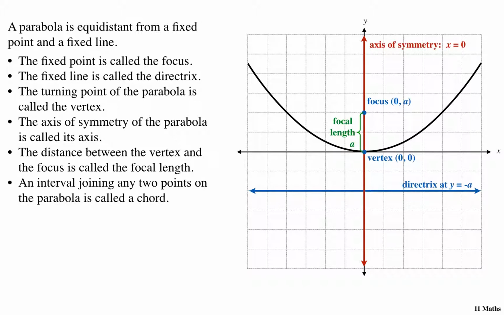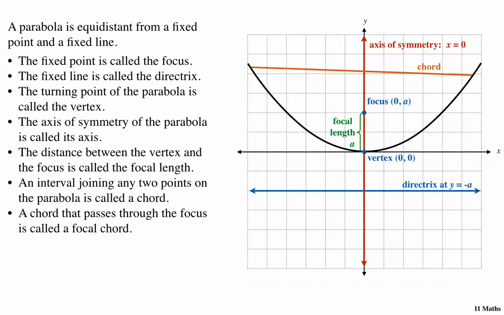And if we join 2 points on the parabola, and there we go, we joined those 2 points, we create a line, and that line's called a chord. If we join 2 points on a parabola, but it passes through the focus, then that line has a special name. It's called a focal chord. It's still a chord, but because it goes through the focus, it's called a focal chord.